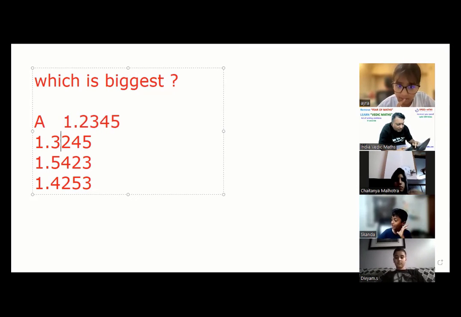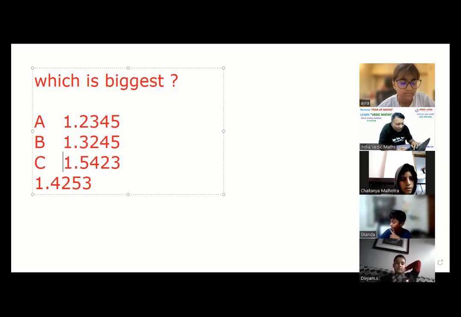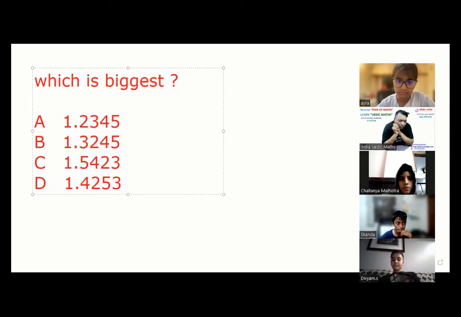Next time I'm going to write like this: A, B. So you'll all have it very easy to judge. You will just say A, B, C, D. From next column onward, you'll just say A, B, C, or D. Which one is bigger?